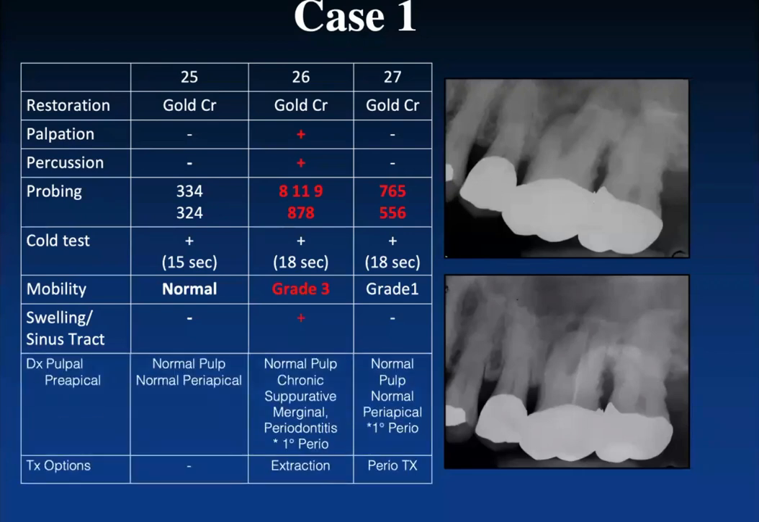So what we are dealing with is normal pulp and chronic suppurative marginal periodontitis, primary perio. So the treatment, because it's a grade 3, is extraction. And for the 7, it's normal pulp and normal periapical, but it still has a primary perio problem, so it needs just a periodontal treatment.